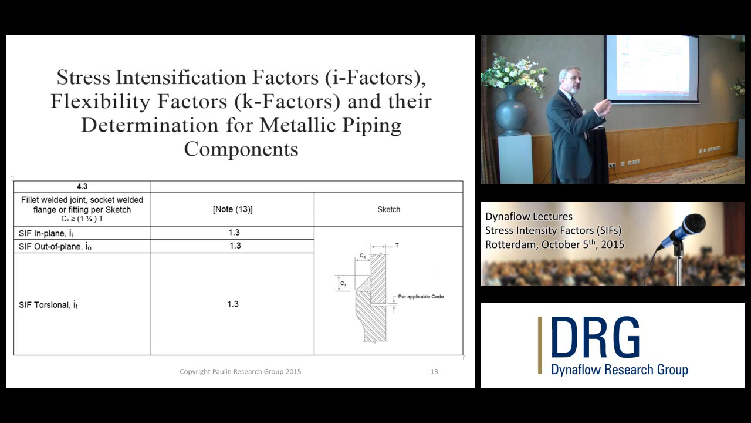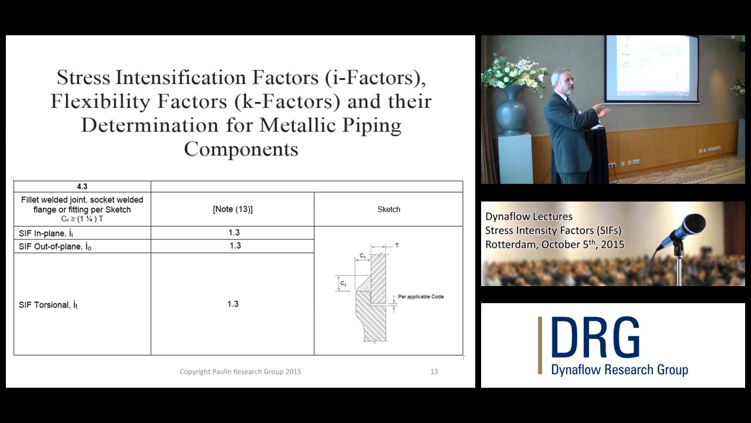B31J is how to do the SIF calculation, not the SIF test. It is a SIF test standard. It's a K-factor test standard, because now we have K-factors in the code for branch connections, and it's a sustained load test procedure. And it has stress intensification factors and flexibility factors for common metallic piping components.